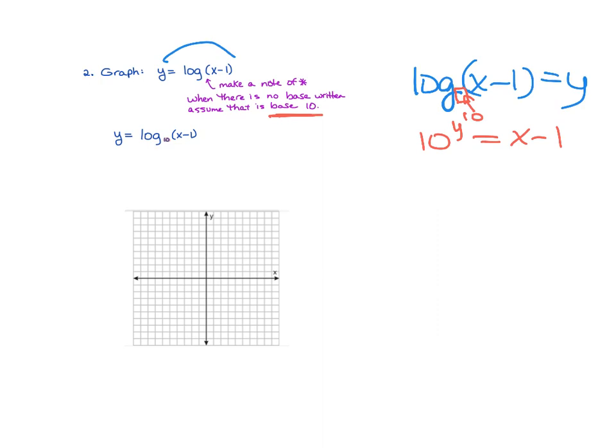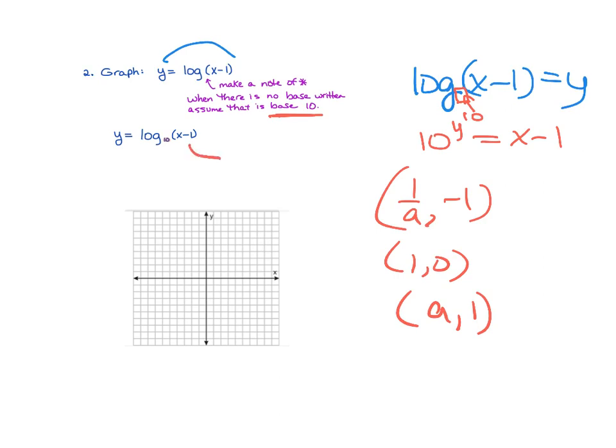Now, if I go and try and find the value of x, it's going to be a bit challenging to do a table here. So instead, what I'm going to do is use that 1 over a, negative 1, 1 comma 0, and then a comma 1. And then once I get these 3 points, I'm going to apply the shift. The shift, when it's in parentheses, is opposite of what you would think. So you would think you're going left, but this would really be 1 unit to the right.